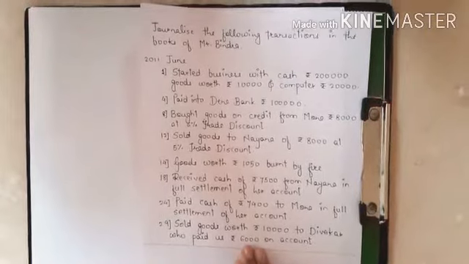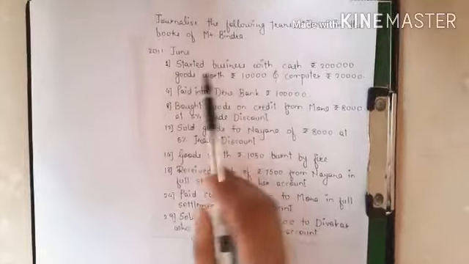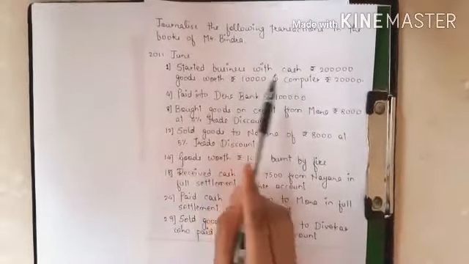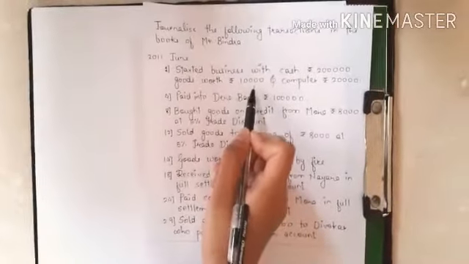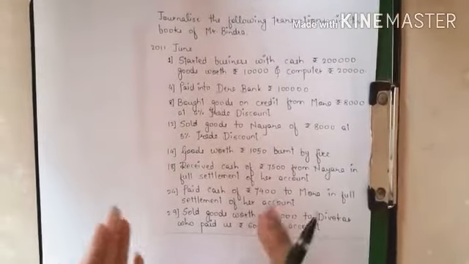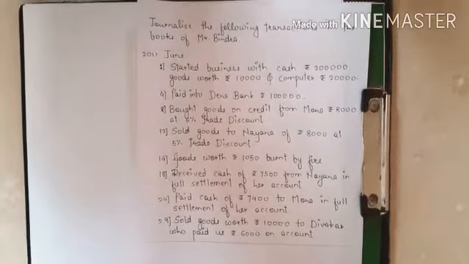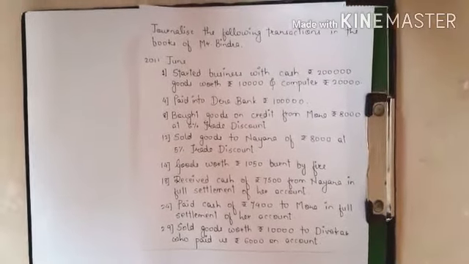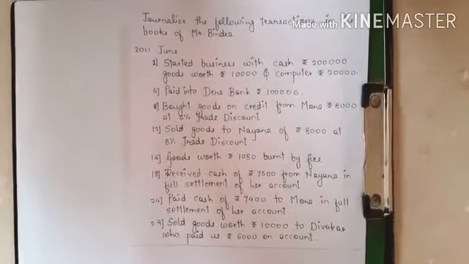So here are the transactions of combined entry. Let's see. The first transaction is on June 2011. Started business with cash rupees 2 lakhs, goods worth rupees 10,000 and computer rupees 20,000. These are all transactions that have combined entries, that is, two accounts are going to get debit effect and two accounts are going to get credit effect. But it depends on the transactions. So let's see the other transaction.